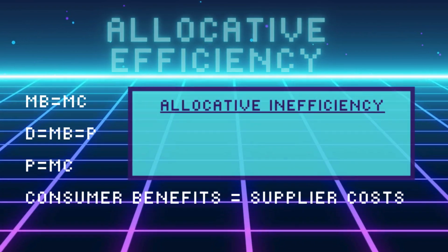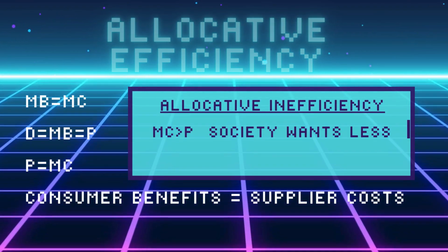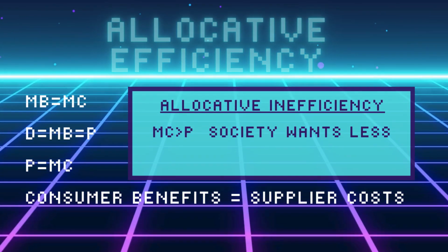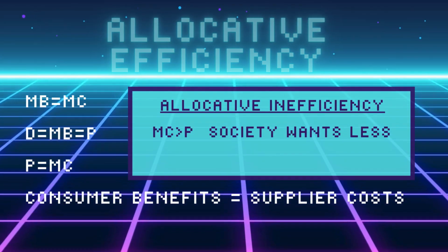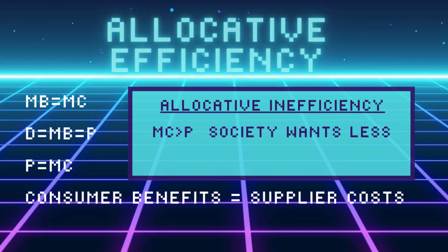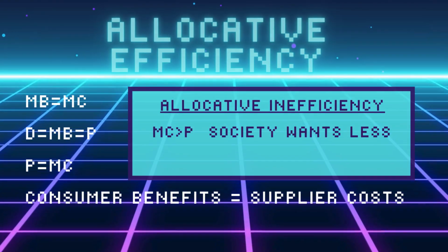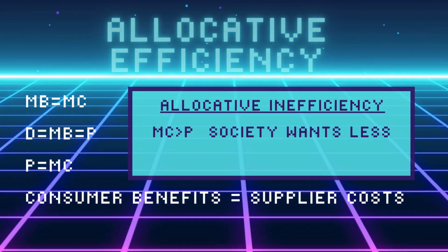And to understand it better, it may be useful to imagine a scenario when allocative efficiency is not achieved. So what if the marginal cost is higher than the price? This would mean that the cost to make the product is higher than the value of the benefits the consumer receives from the product. This means that there is an over-allocation of resources going to the production of this good. Society doesn't value it very much and wants less, but resources are being wasted by producing a good that society doesn't want.